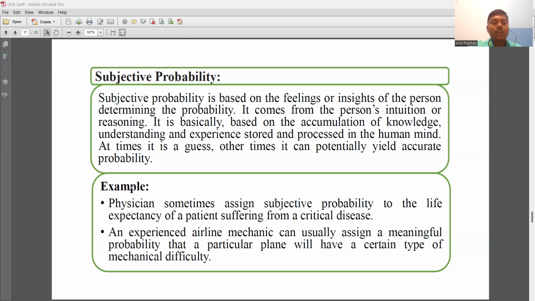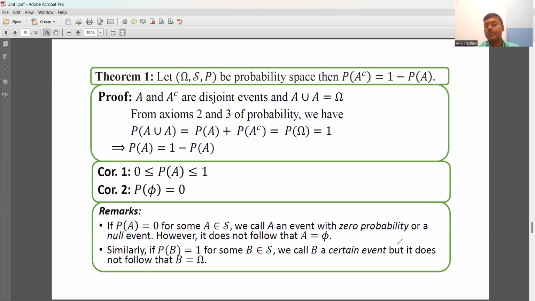Okay, so let us go to the next topic, which is related to some mathematical analysis of this probability theory. Here we have the first theorem. The first theorem says that if we have a probability space (omega, script S, P), then the probability of the complement of an event A is equal to 1 minus the probability of the event A.